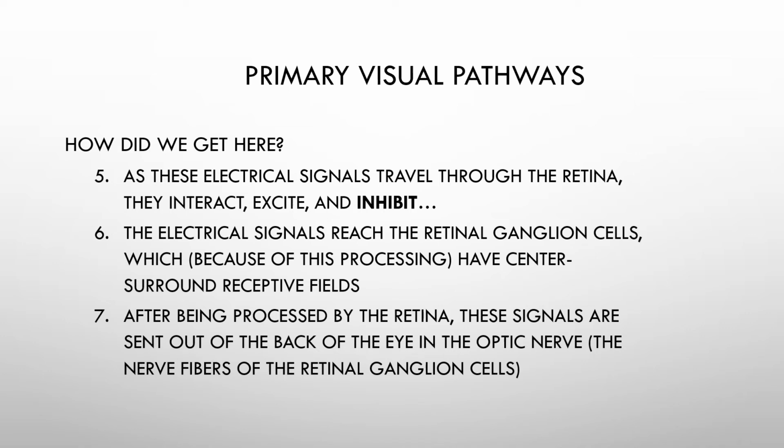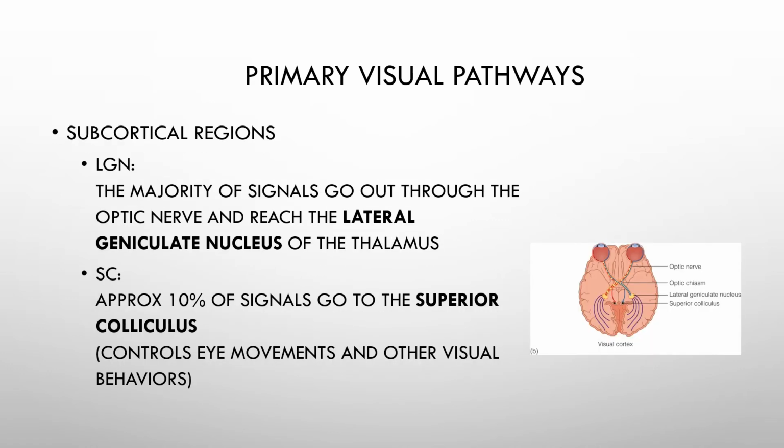excitatory surround. After being processed by the retina, these signals are sent out of the back of the eye in the optic nerve, which is made up of the nerve fibers, those axons, of the retinal ganglion cells. Okay, so we're here at the optic nerve, and we're going to send that information along some primary visual pathways. First of all, it gets split between the lateral geniculate nucleus and the superior colliculus.